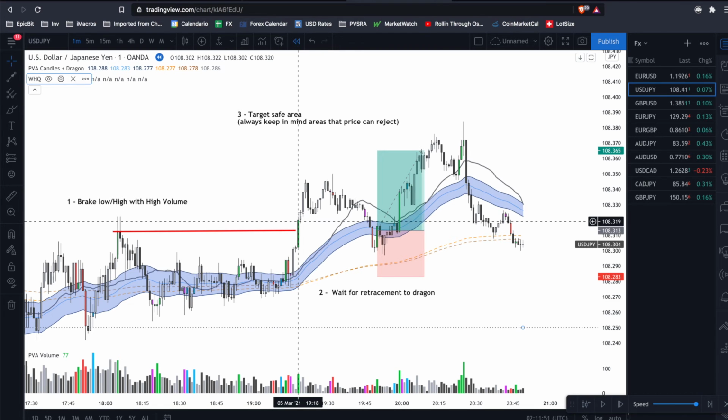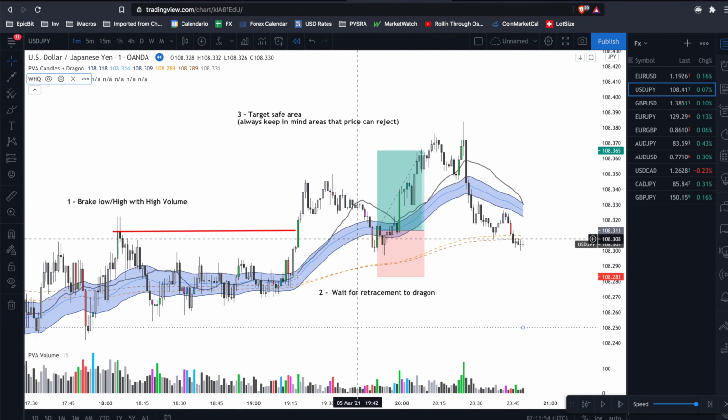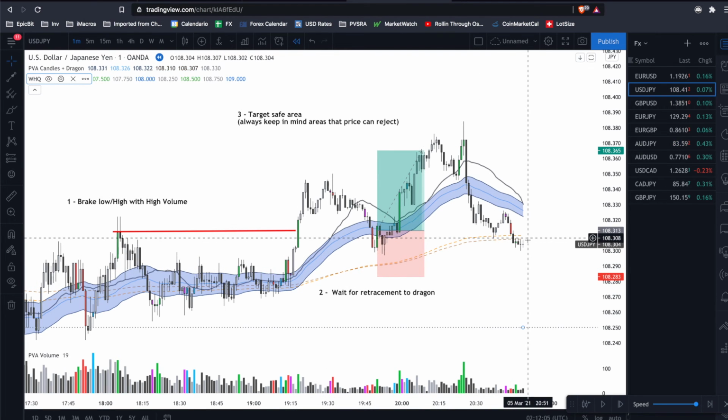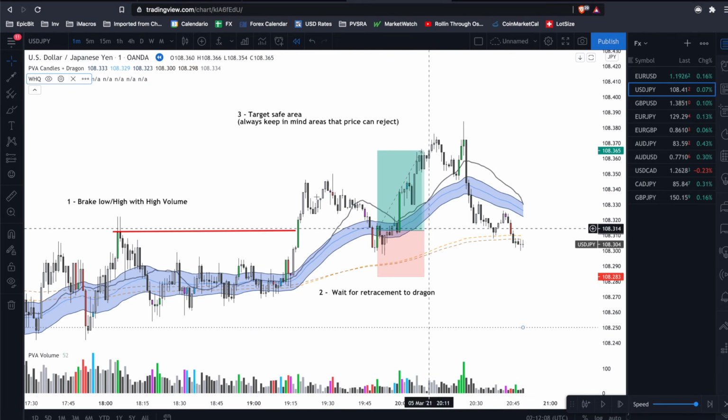We're gonna wait for the price to come back to the dragon. The dragon is this blue 50 EMA line. And as you can remember, here you have the 200 and 233 EMA. So what we're gonna do is, now that the price broke above these highs with high volume, we're gonna wait for a retracement. And the retracement happened here, and as you can see, the retracement hits the dragon. And then we're gonna open a trade.